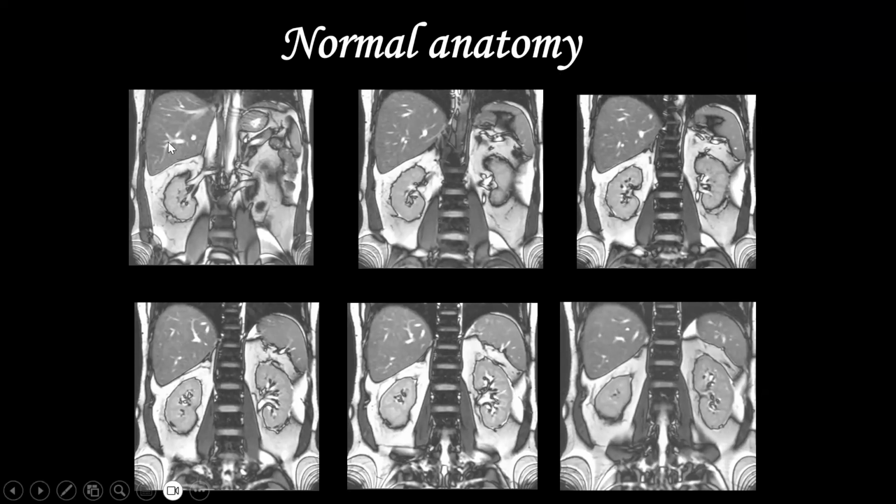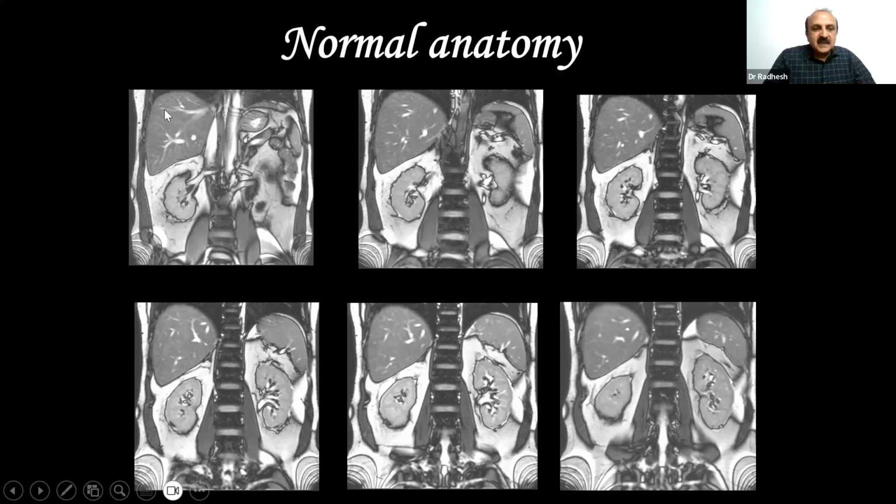Look at the liver. Look at this. You see the hepatic vein here? White. So again, it's a gradient sequence. Gradient echo. And one more small clue I'll give you to make things even easier.